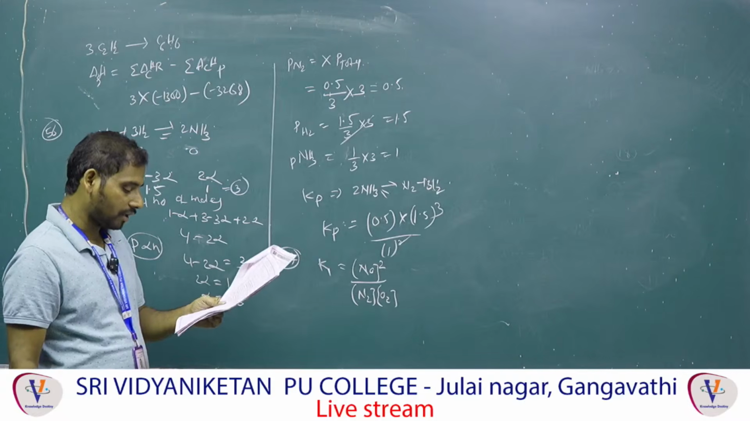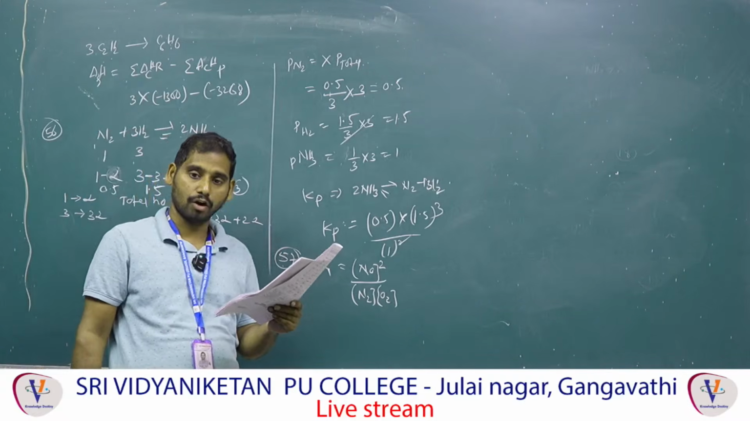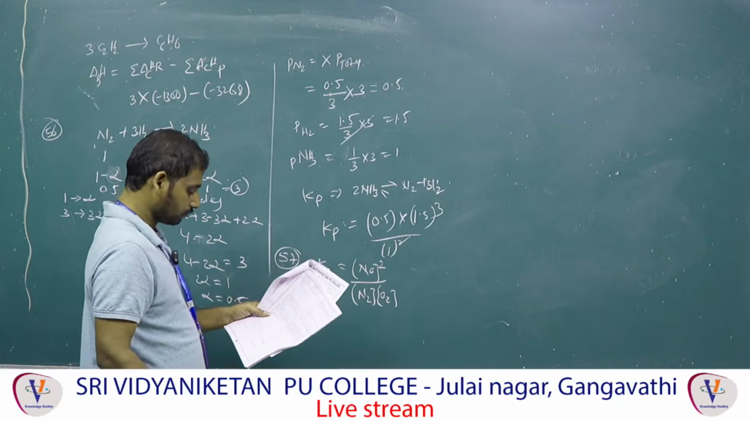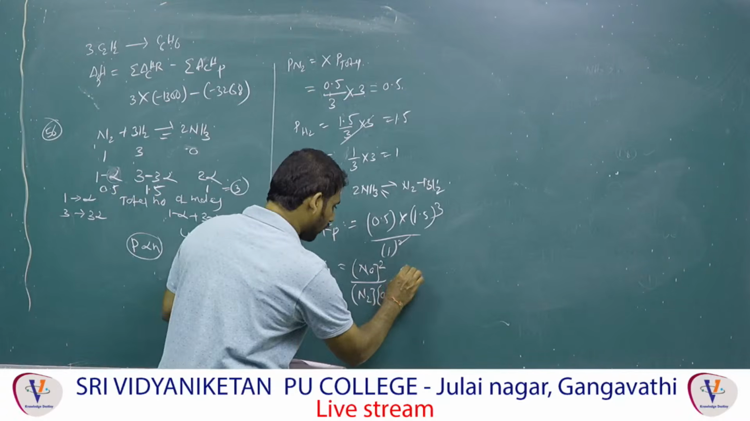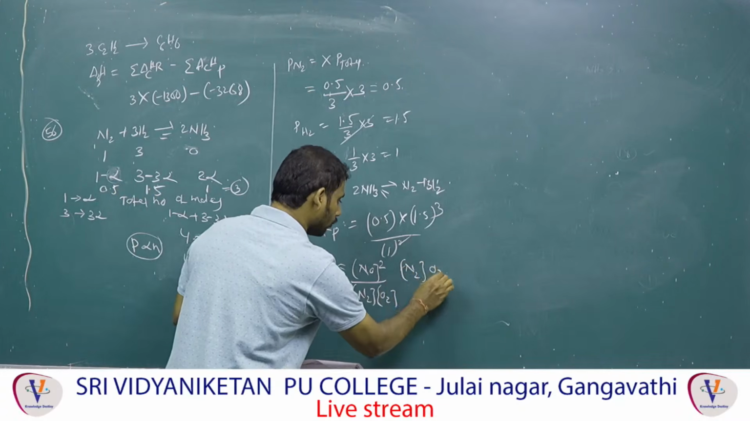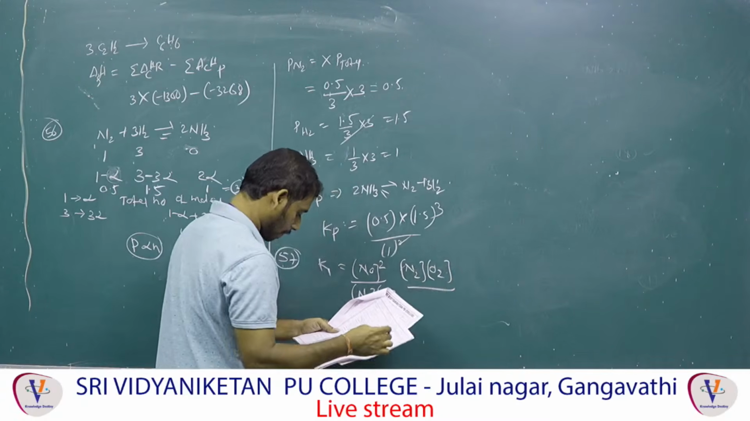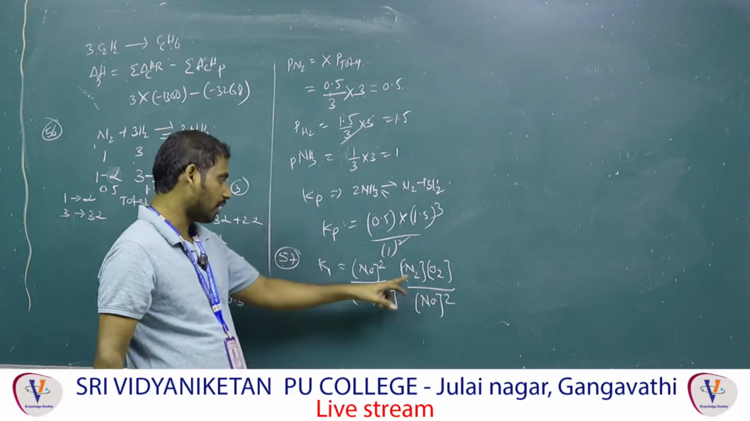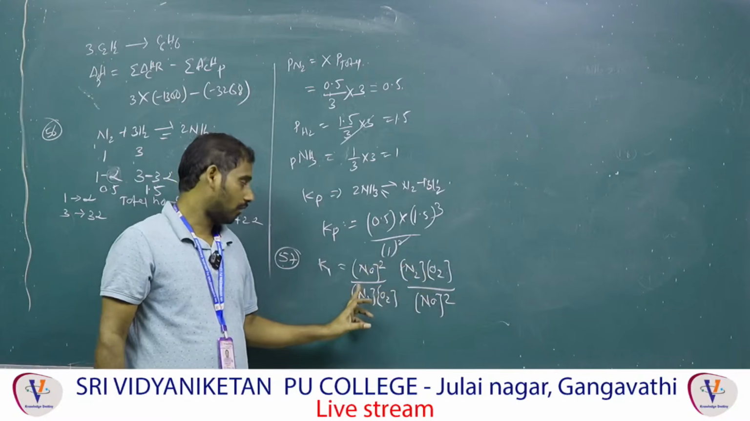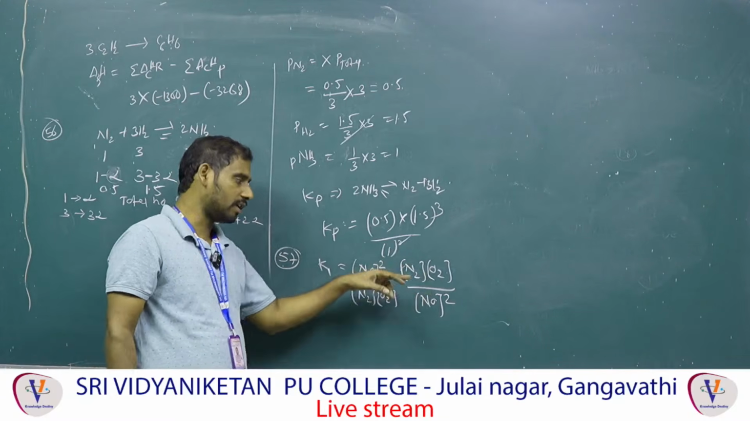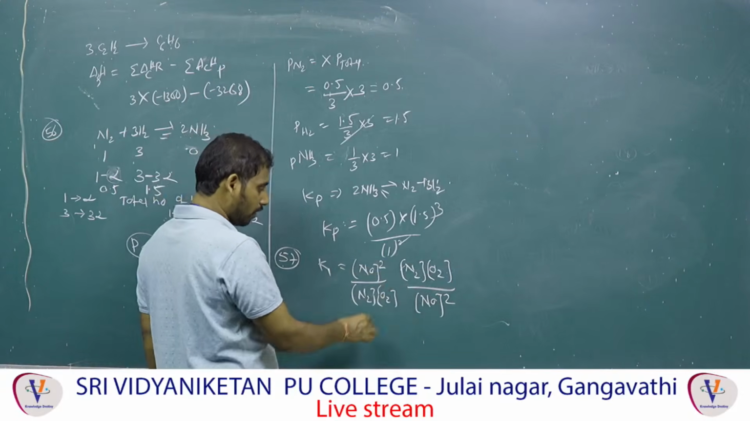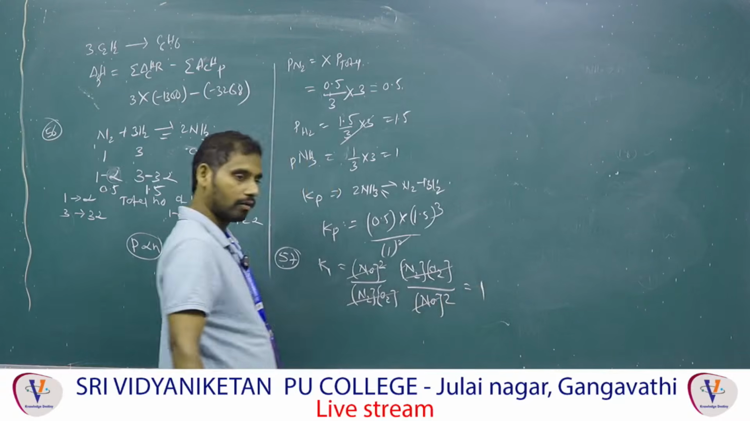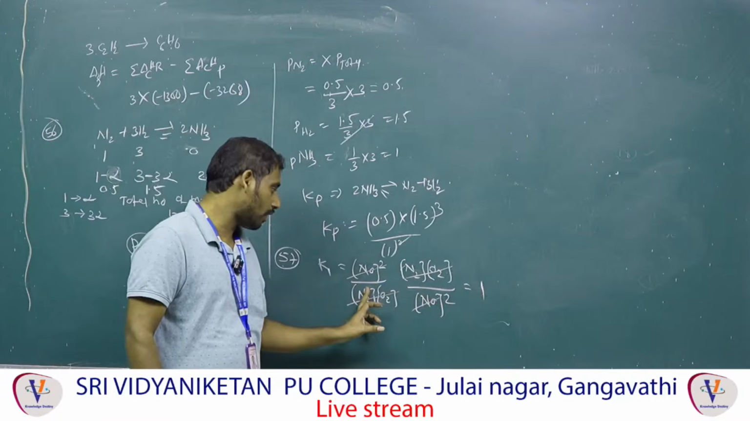Next K2, otherwise K3, because in the first option K1 and K3 is equal to 1. K1 and K3 multiplying means both reactions are added. K3 is equal to N2 and O2 by NO power 2. That means this is K1, this is K3. I am writing the equilibrium constant expressions now. When K1 and K3 are multiplied, product concentration and reactant concentration cancel. I am getting 1 when K1 into K3.